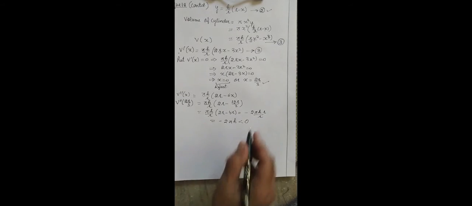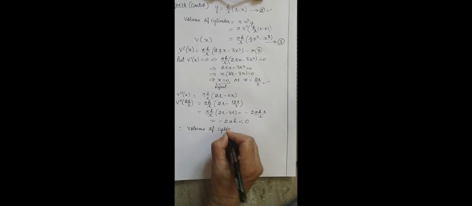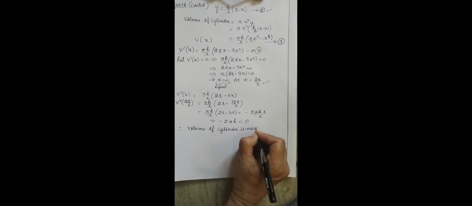And students, you can clearly see that this is a negative quantity. So if double derivative at a particular point is negative, therefore volume of cylinder which was inscribed in the cone is maximum at x is equal to 2r upon 3.